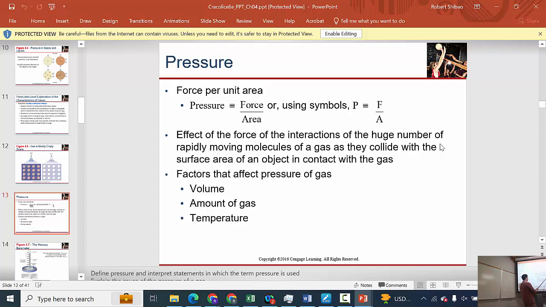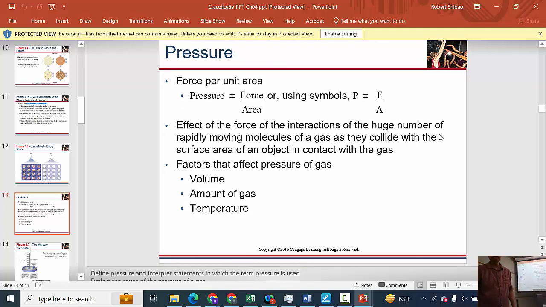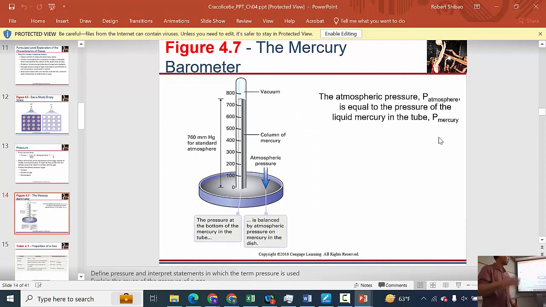The factors that affect the pressure of a gas are the volume. If you expand or contract the volume, if you make the volume smaller, you still have the same number of particles, but a smaller space means they're going to collide more frequently. Then the amount of gas and the temperature will also impact it. But you don't have to worry about this. We'll talk more about this later.